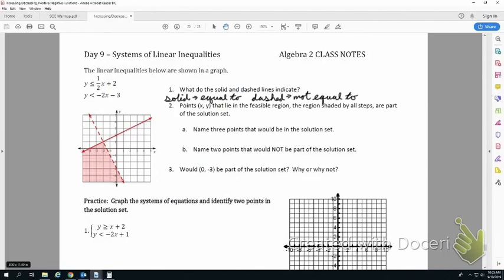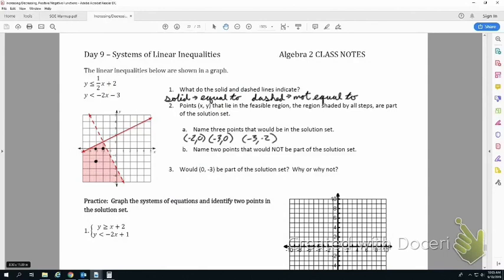Negative 2, 0. Okay, negative 2, 0. Daniel, what would be another one? Negative 3, 0. And Greta, what would another one be? Negative 3, negative 2. So negative 3, negative 2.